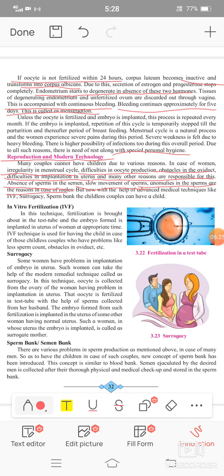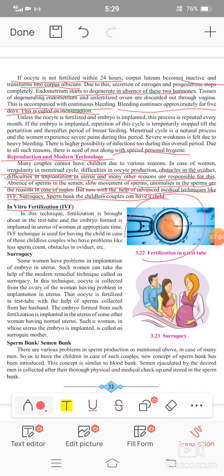The reason is first detected with the help of the doctor, and after that a modern technology is suggested to overcome that problem. Now with the help of advanced medical techniques like IVF, which is the most important technique and is generally named the test tube baby, surrogacy and sperm bank, childless couples can have a child. So these are the main processes. Firstly, we are discussing IVF, the full form of which is in vitro fertilization.